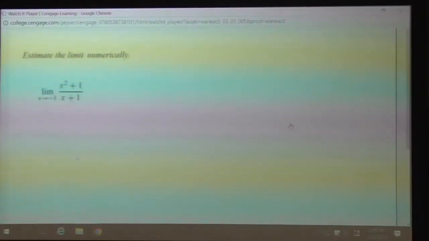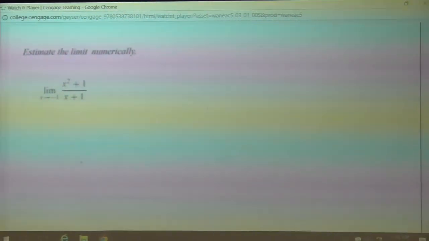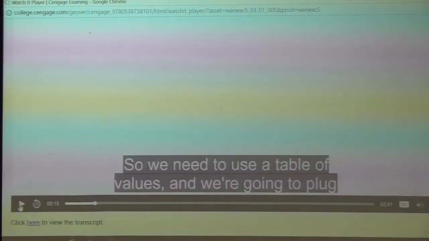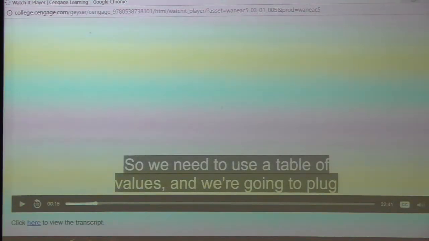Estimate the limit numerically. The limit as x approaches -1 of x squared plus 1 over x plus 1. So we cannot simply plug in -1 because we'll get 0 in the denominator of the fraction. So we need... One other thing, I just want to do one thing first.